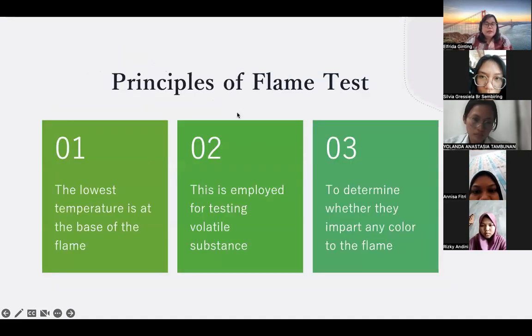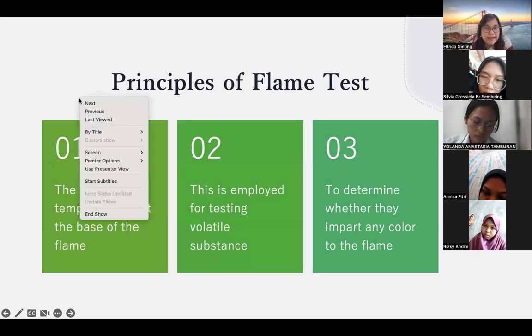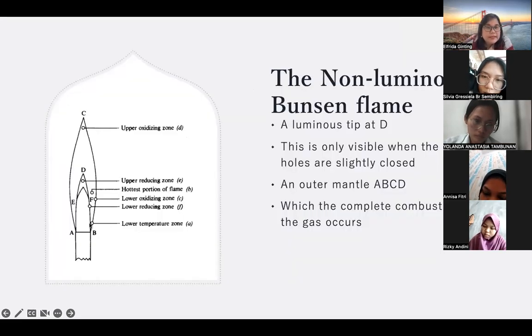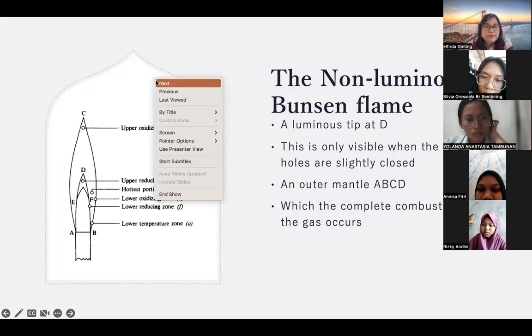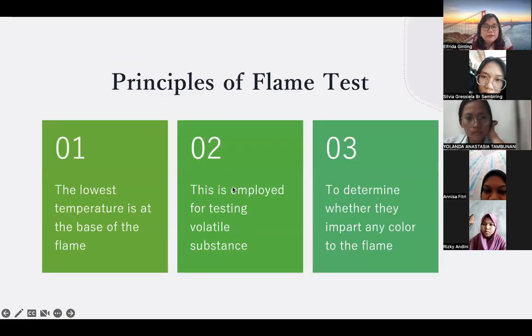So what will be the principle for the flame test here? The principle is that the lowest temperature is at the base of the flame. You can see here, this is the lower temperature at the base. And then, for the Bunsen burner, we can only use it for volatile substances.